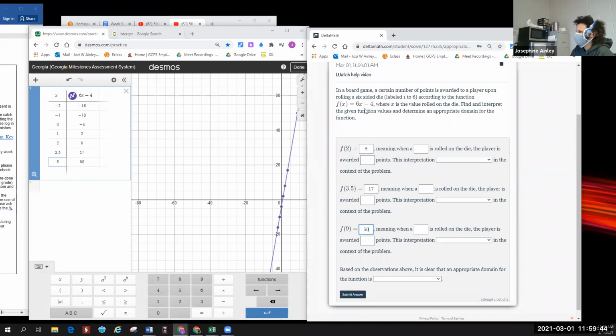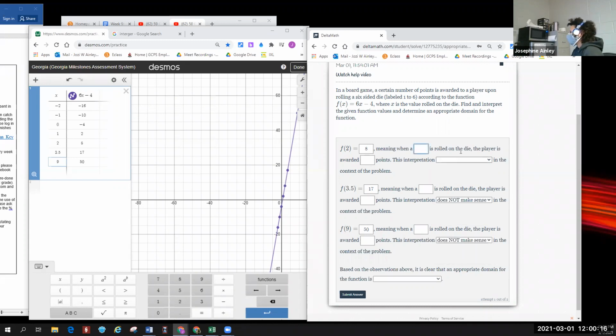Because this is a regular function, if you do the table, you can just punch in the numbers and it'll tell you. So let's see what this problem is. In a board game, a certain number of points is awarded to a player upon rolling a six-sided die, labeled 1 to x according to the function, where x is the number on the die. So now we know if you roll a die, it's only going to be 1 through 6. So looking at my domain real quick, this is 2. Is that possible? Yes. Is 3.5 possible? No. Is 9 possible? No, because the die only goes to 6.